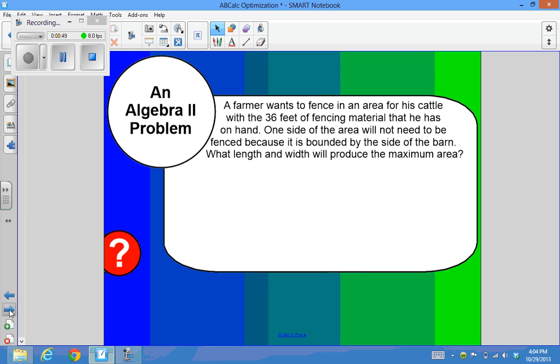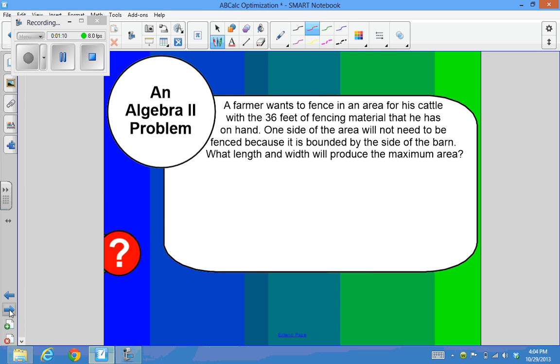Okay, this is from Algebra 2. This was a pretty simple problem at that point. You had a farmer, he wants to fence in an area for his cattle with the 36 feet of fencing material that he has on hand. He doesn't want to buy any more. One side of the area will not need to be fenced because it is bounded by the side of the barn. What length and width will produce the maximum area?